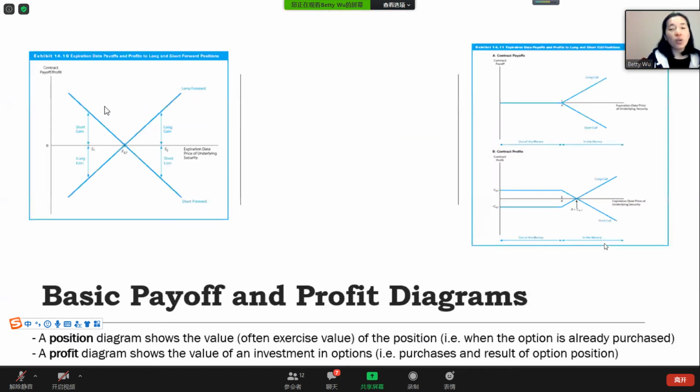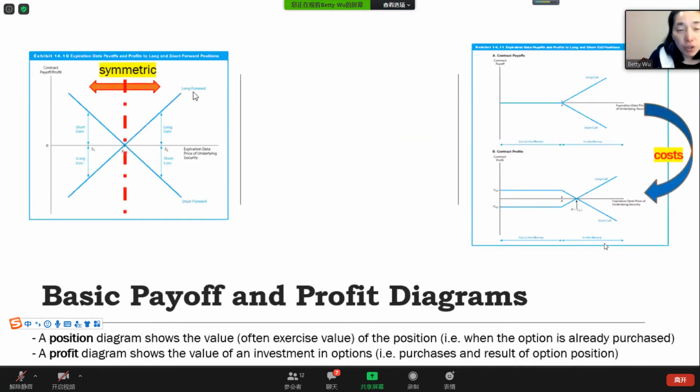But again, the point is that there's no initial cost, and that's why the position diagram and the profit diagram are the same. You don't need to adjust for the cost. And here you see that this is symmetric, and it is also a zero-sum game. I think that's very typical in finance. Whatever is gained on one side will be suffered on the other side.